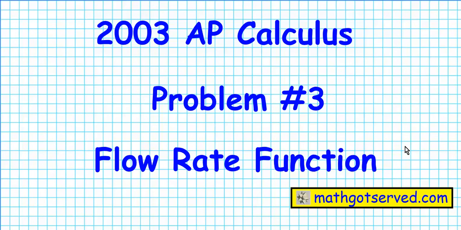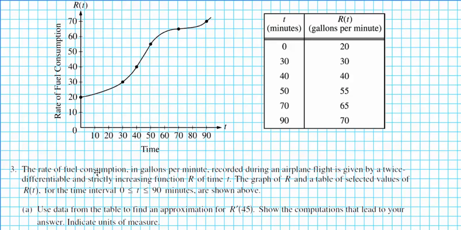In this clip, we're going to be going over problem 3 of the 2003 AP Calculus AB release questions focusing on the flow rate function. All right, so let's take a look at a question.